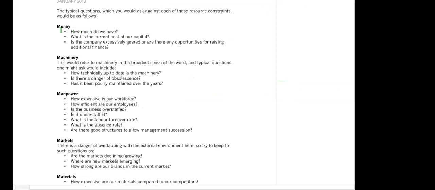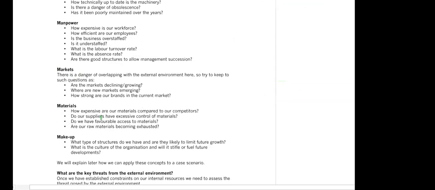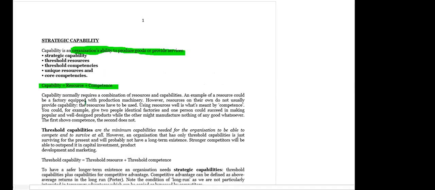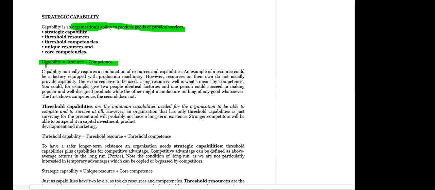So basically these are the resources that you need to know or that you need to talk about. Money, machinery, manpower, markets, materials, makeup. So this is basically your set of resources that you need for a business. Now, capability is equal to resource plus competence. But even if two people have, this is a very good example. You could, for example, give two people identical factories and one person could succeed in making popular and well-designed products, while the other might manufacture nothing of any good whatsoever. The first shows competence, the second does not.